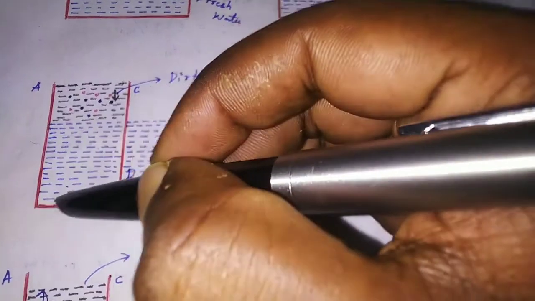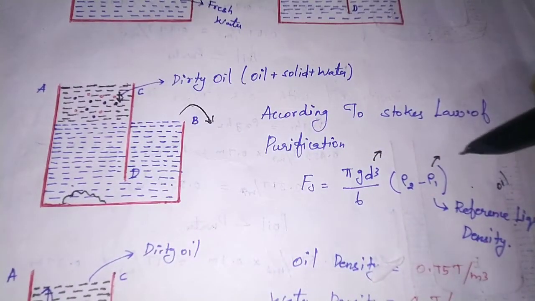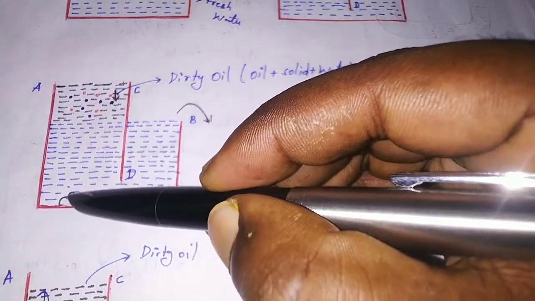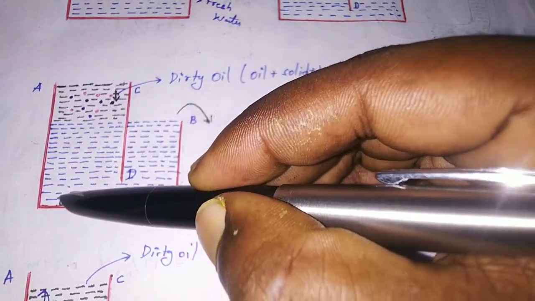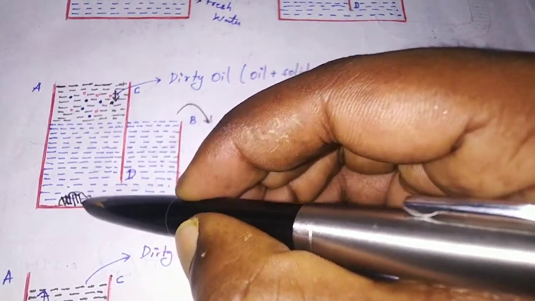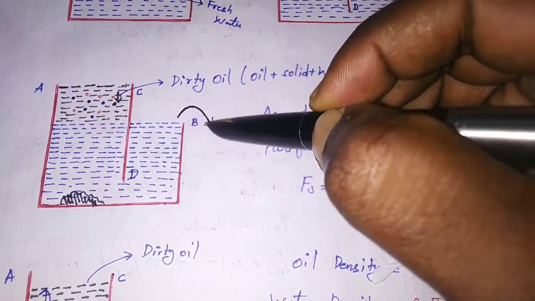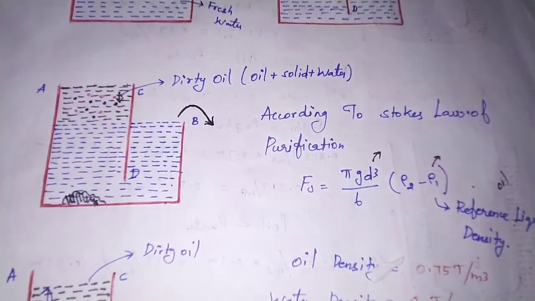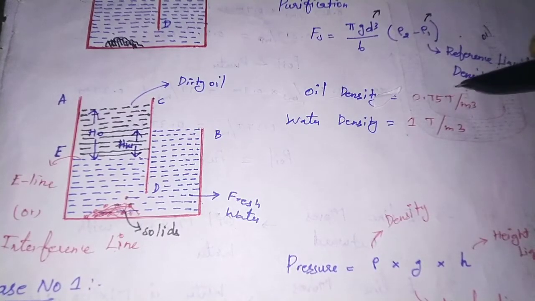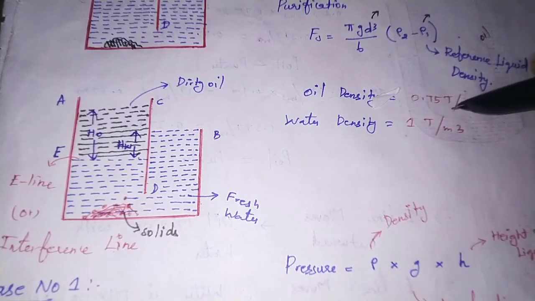After the solids settle out, the water, whose density is also higher than oil, settles to the bottom as well. After the solids and water settle out, the same volume of water will be displaced through B, according to Archimedes principle. Here I take the oil density as 0.75 tons per meter cube and the water density as 1 ton per meter cube.